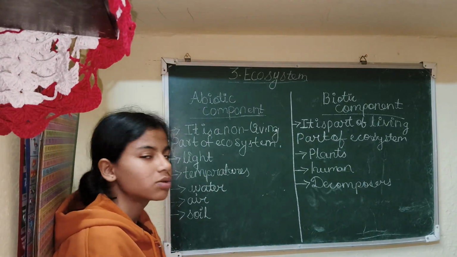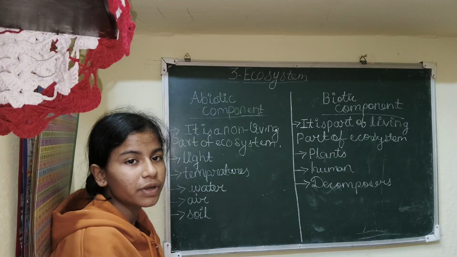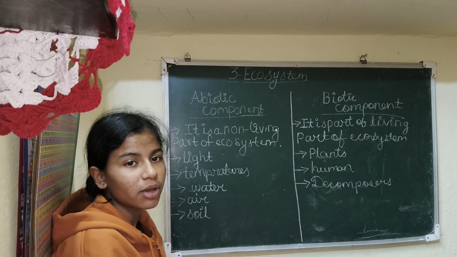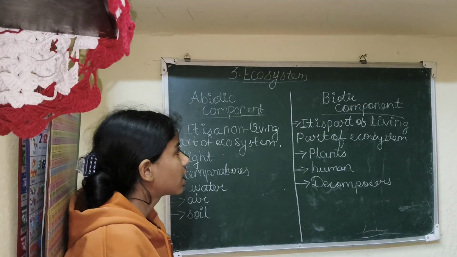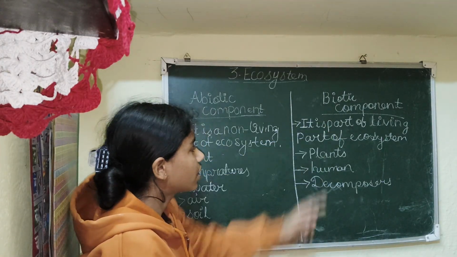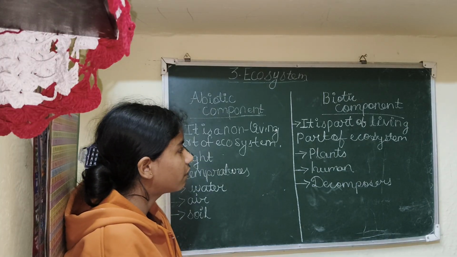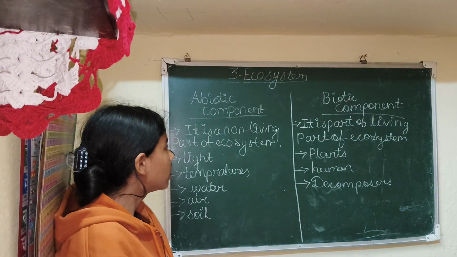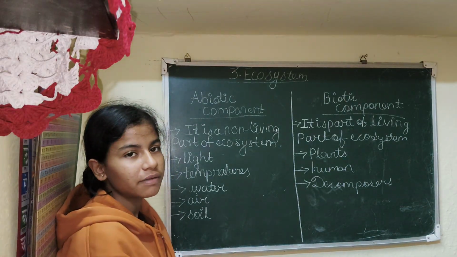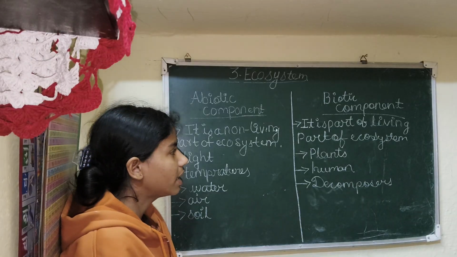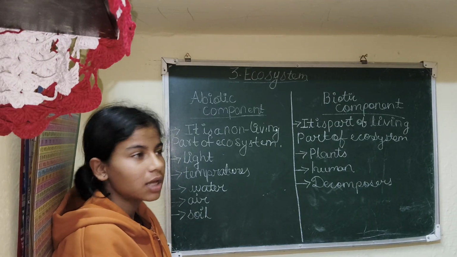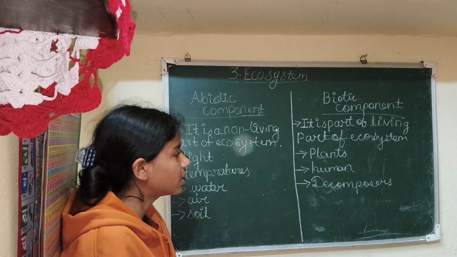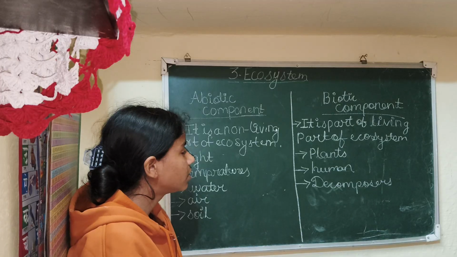Then soil. Soil is important because it is a component which degrades biodegradable and non-biodegradable substances. Then come biotic components. Biotic components are the living part of the ecosystem. As non-living things are important, similarly living things are important, like we humans, plants, and decomposers. So let us briefly discuss them, like we discussed the non-living things.